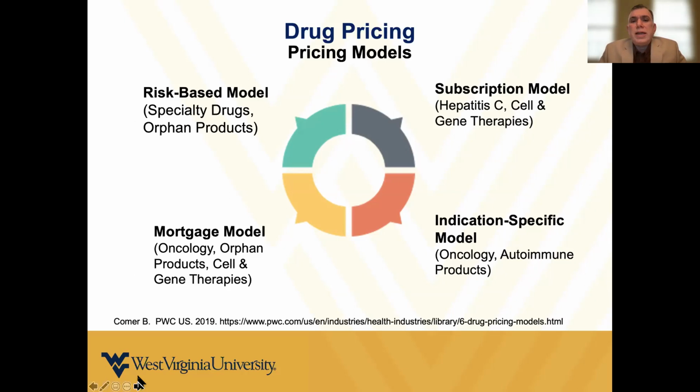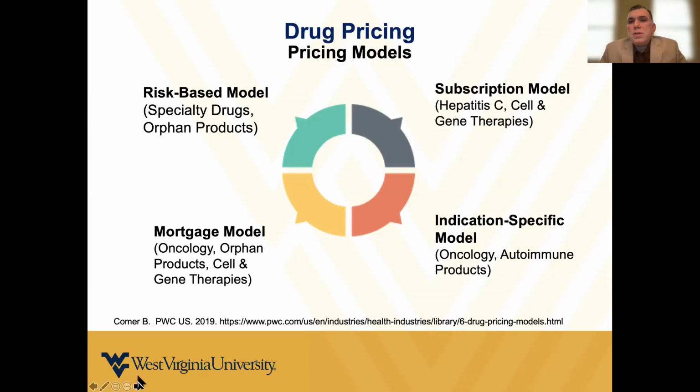These are called the indication-specific model, and these models are used especially for products that have multiple indications. So again, TNF drugs, such as Enbrel and Humira and Remicade. I mean, these are used not only for different musculoskeletal disorders like rheumatoid arthritis, psoriatic arthritis, or ankylosing spondylitis, but they're also used for Crohn's and ulcerative colitis.